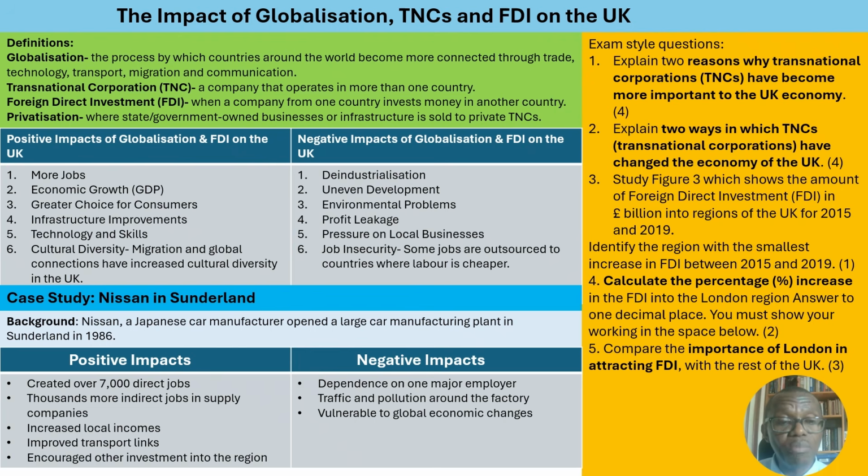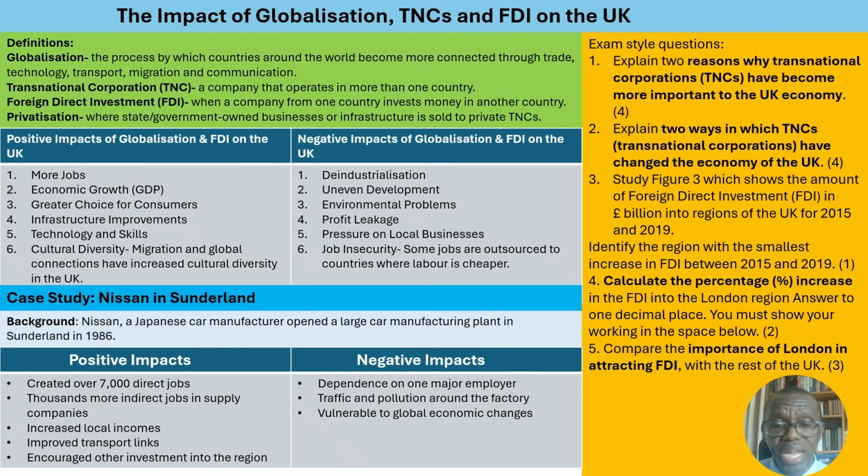And then we have improved transport links as well. Of course, if you're locating a factory in this particular area, you're going to have to ensure that the infrastructure that is required for this factory to be able to operate effectively is put in place. And these include roads and other telecommunication facilities as well. Then it encouraged other investment into the region. Now, of course, if you have a big company in an area, that is likely to attract other bigger companies to come and locate there.